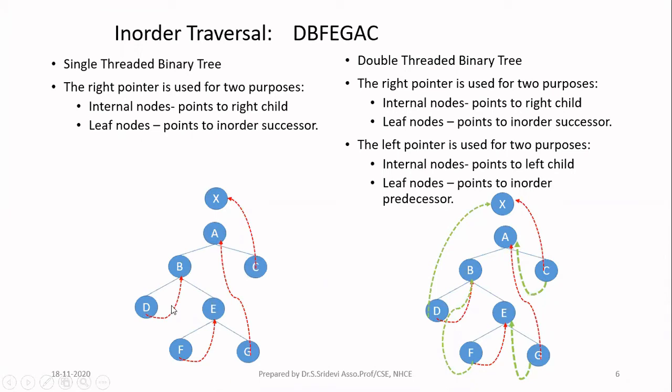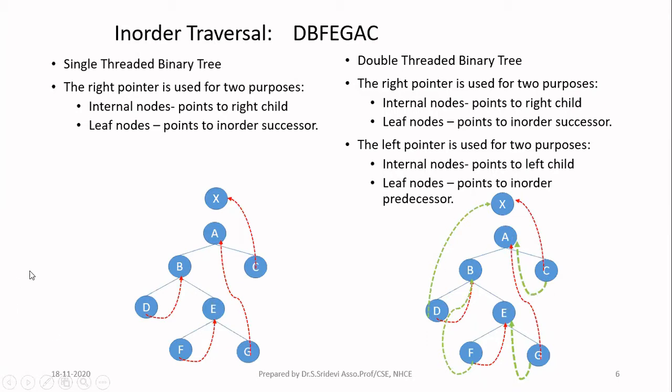So blue link is indicating the normal child nodes. And red color link is indicating that it is not a child node, it is a thread. So what thread is it? There are two threads now, right thread and left thread. Red color is indicating the right thread, and green color is indicating the left thread. In this diagram, blue color indicates normal children.